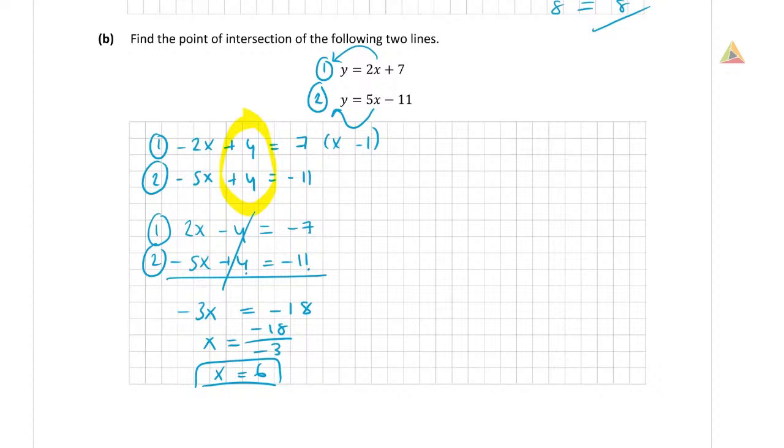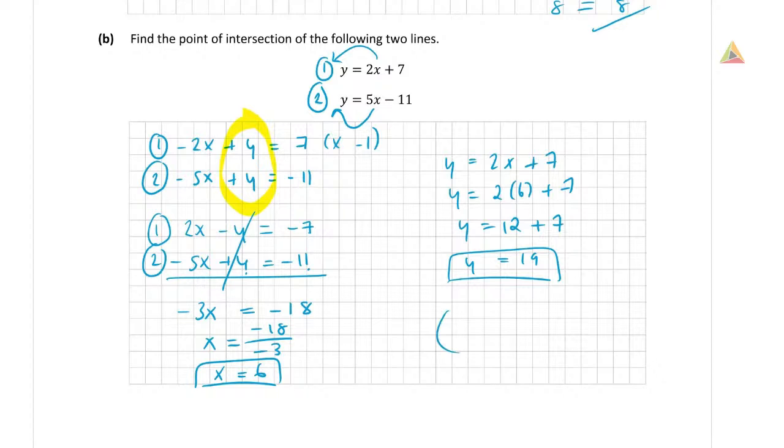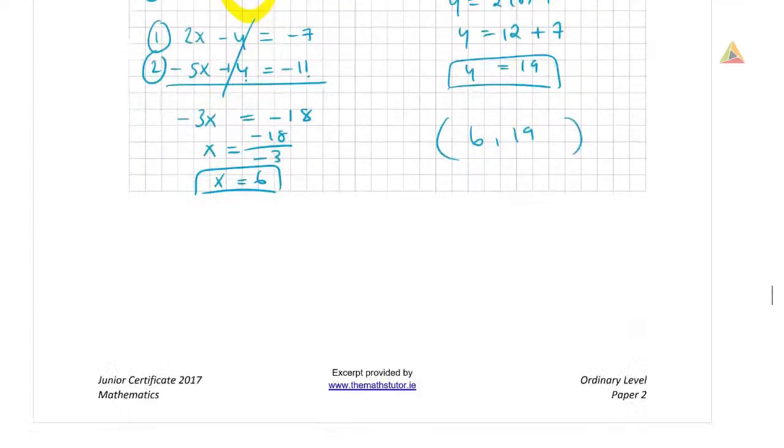So I'm just going to pick the first equation. y is equal to 2x plus 7. We know now that x is 6, so y is equal to 2 by 6 plus 7. So y equals 12 plus 7, so y equals 19. Now the point of intersection then in XY format is 6, 19. So that's it for that one. I think we're on to the next question.